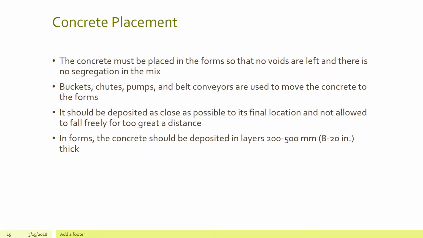Concrete placement. The concrete must be placed in the forms so that no air voids are left and there is no segregation in the mix. Buckets, chutes, pumps, and belt conveyors are used to move the concrete to the forms. It should be deposited as close as possible to its final location and not allowed to fall freely or too great of a distance. In forms, the concrete should be deposited in layers of 8 to 20 inches thick.